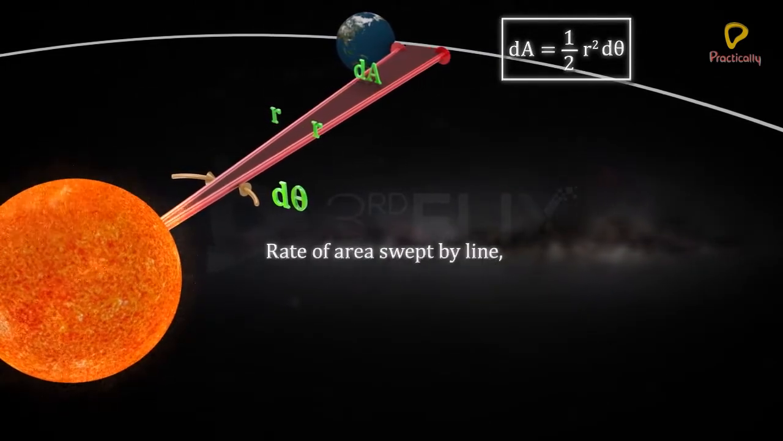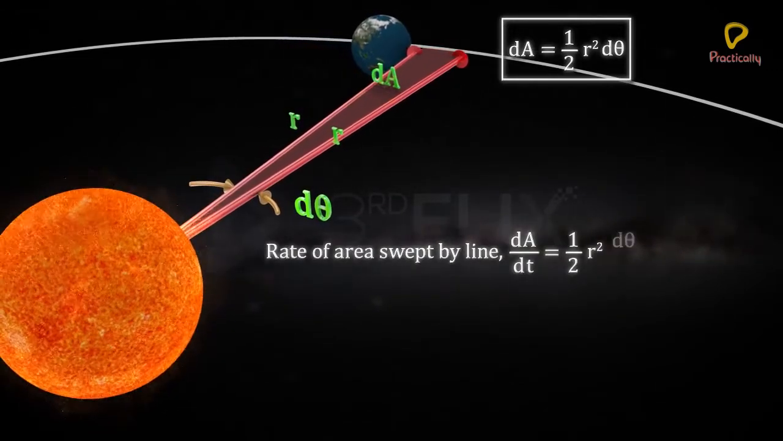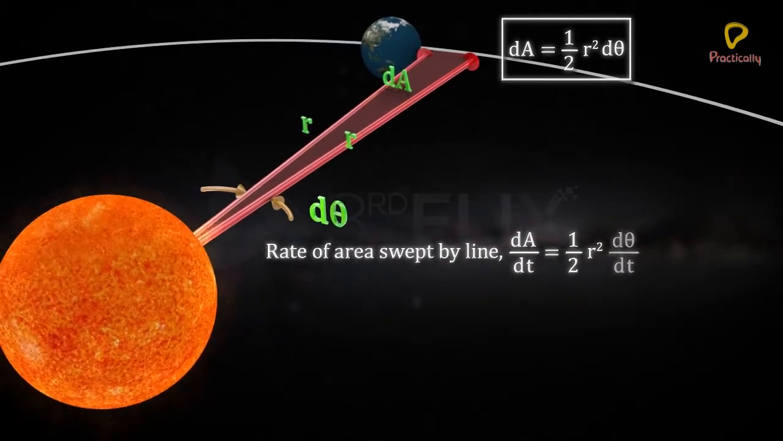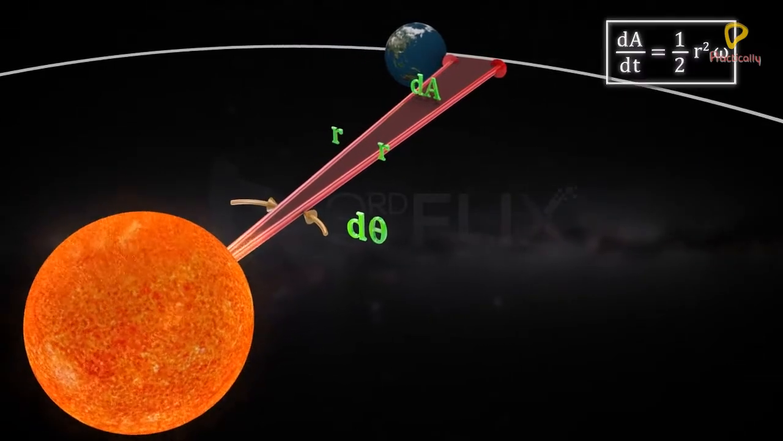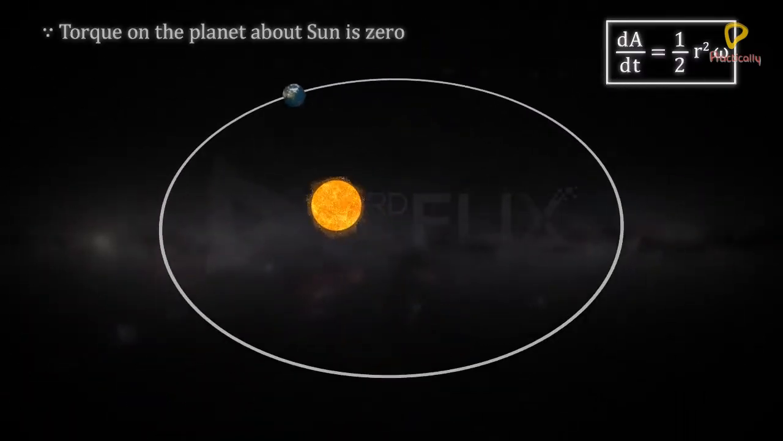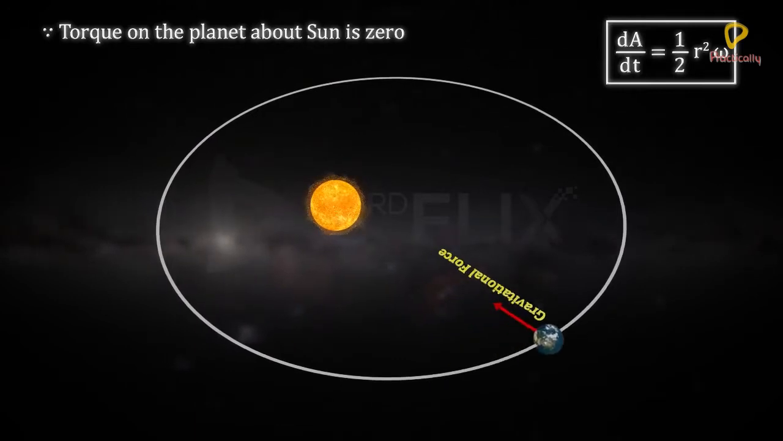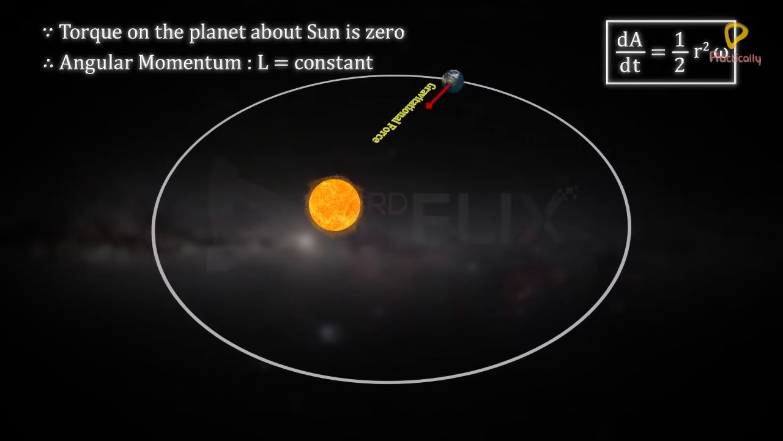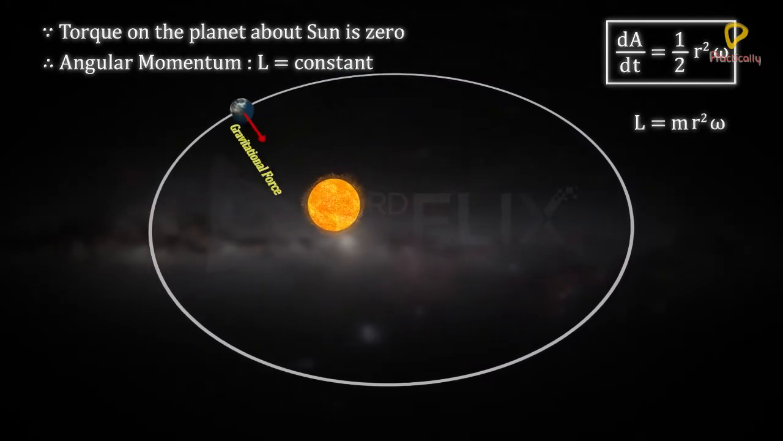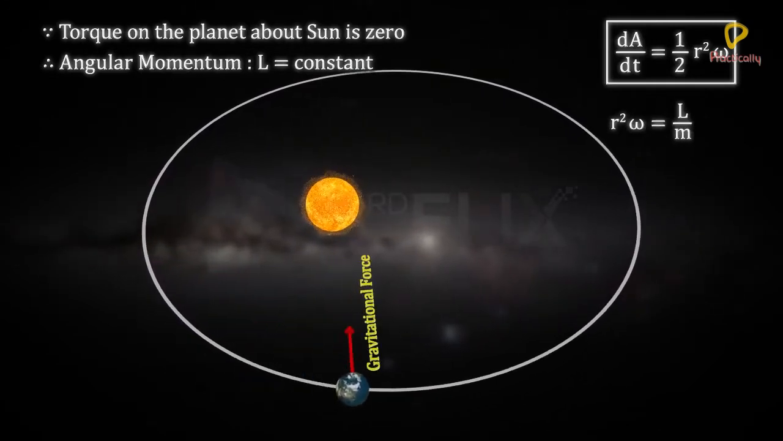The rate of area swept by the line, dA by dt, is equal to half r squared dθ by dt, which is equal to half r squared omega. The torque of the planet about the Sun is 0, as the gravitational force on the planet acts towards the Sun. Hence, the angular momentum of the planet, L, should be constant. L is equal to m r squared omega. So r squared omega equals L by m.